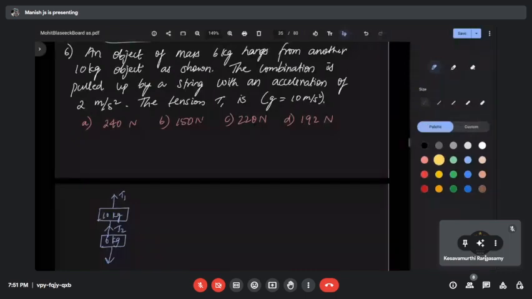Yes. So if you're able to get it, Sundaresh, what about you? Did you draw the free body diagram for the 6 kg and the 10 kg block? Sir, yes. Are you able to get some relation?